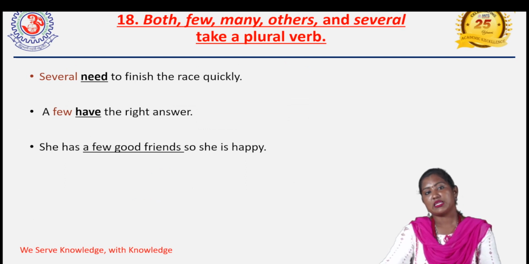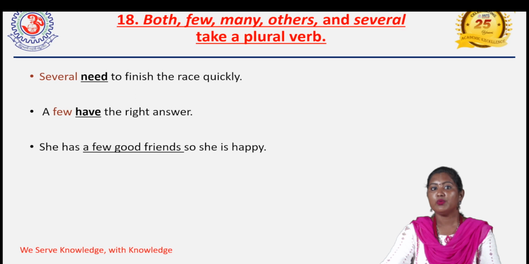And next rule, both, few, many, others, and several take plural verbs. For example, both of you have to come. Plural, "come" is a plural verb. Several means the meaning is few. Several need to finish the running race quickly.